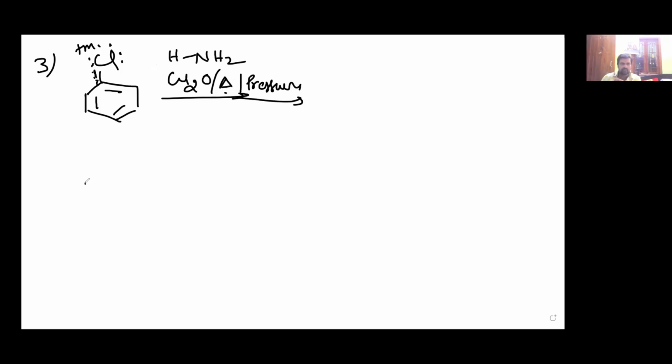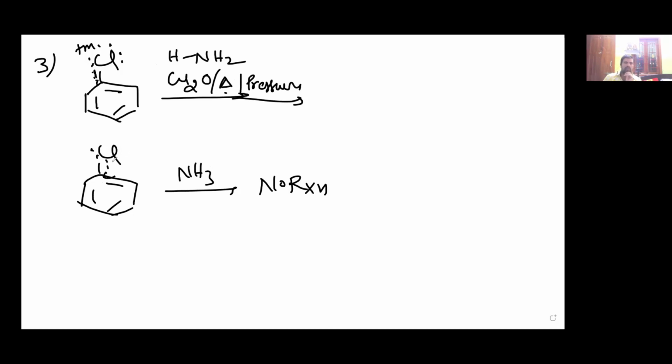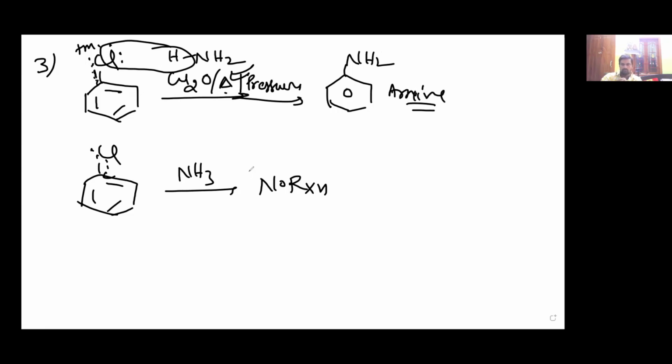Suppose I write it like this: chlorobenzene, ammonia, no reaction. Why no reaction? Because there is a partial double bond present between the ring and chlorine. To break the partial double bond, heating is required. What is the part eliminated? HCl is eliminated. Then you are going to get aniline as the product. An aromatic amine is possible. So this is the third method of the preparation.